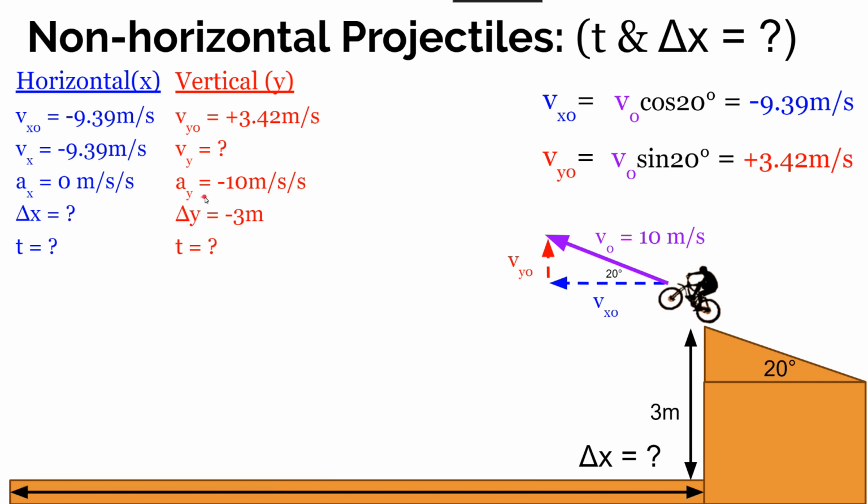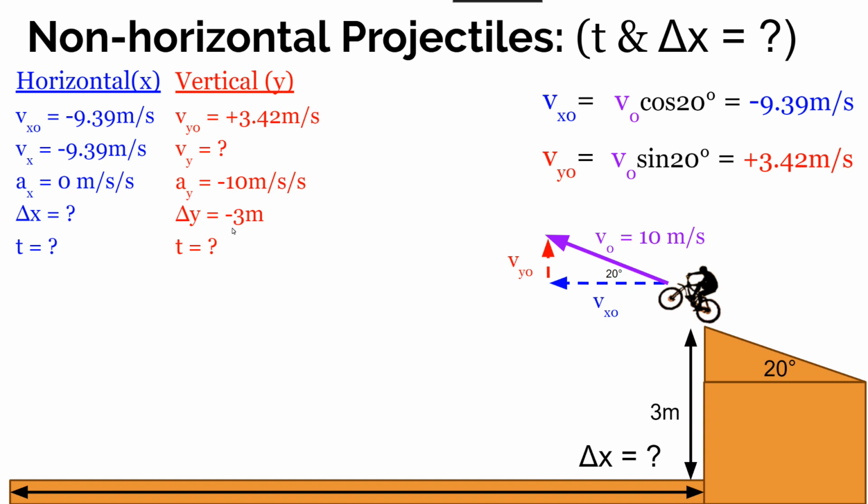But we do know the acceleration in the y direction is negative 10 meters per second each second. And if it starts from a height of 3 meters and goes down to a height of 0 meters, the change in y position, or vertical displacement, is negative 3 meters. So let's first solve for the time that the biker spends in the air, and then figure out how far they travel horizontally.